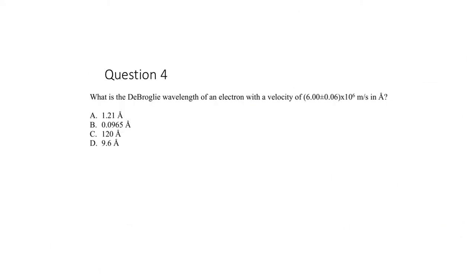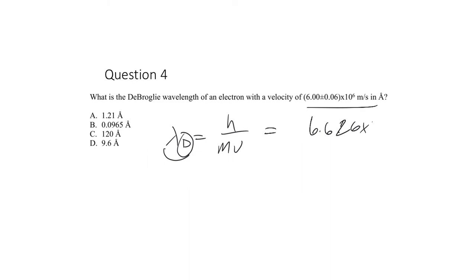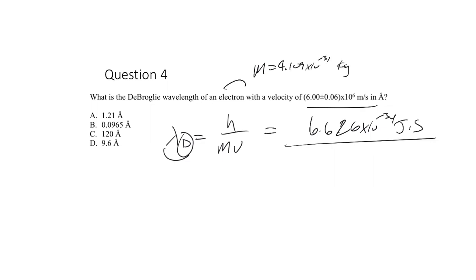What is the de Broglie wavelength of an electron with the velocity of this? So this wavelength here is equal to h over mv. This is the wavelength of matter. I can call this the de Broglie wavelength. It's just from taking Planck's constant, 6.626 times 10 to the minus 34 joules times seconds. Now my mass here, I need to put this in kilograms. So an electron mass is equal to 9.109 times 10 to the minus 31 kilograms.